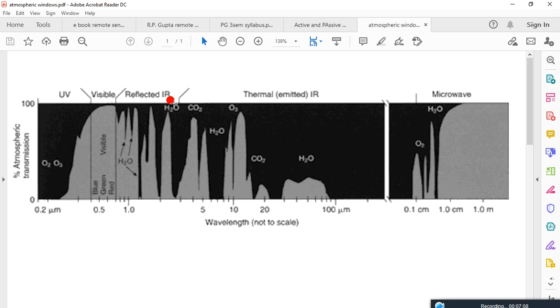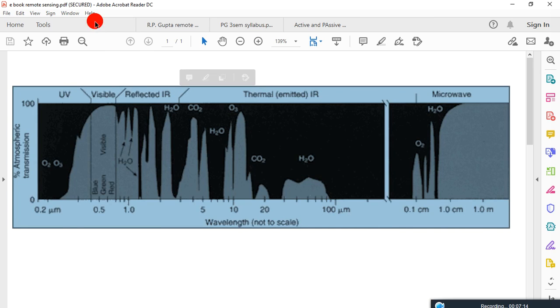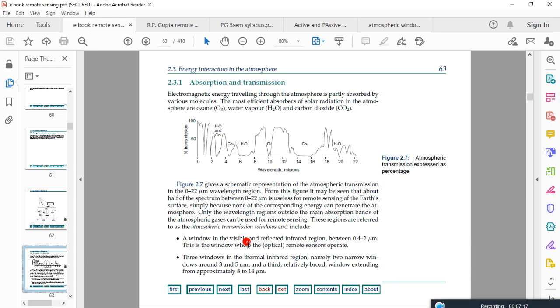So this visible and reflected infrared part is one of the windows which is known as the optical window. A window in the visible and reflected infrared region between 0.4 to 2 micrometer is known as the optical transmission window. And those sensors which operate in this window are known as optical remote sensors. Hence the remote sensing which is done here will be called optical remote sensing. Simple.